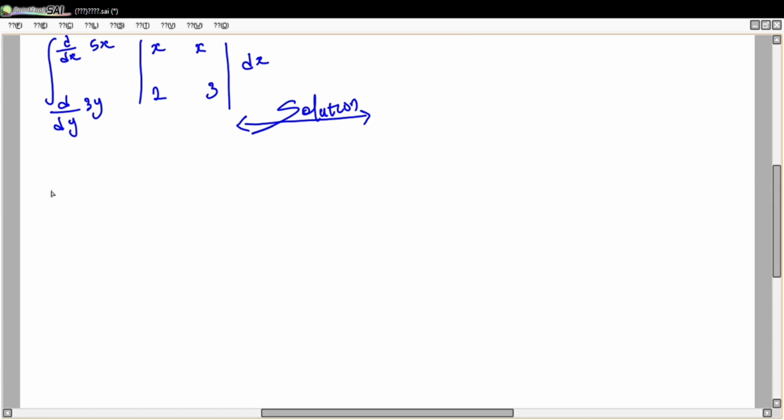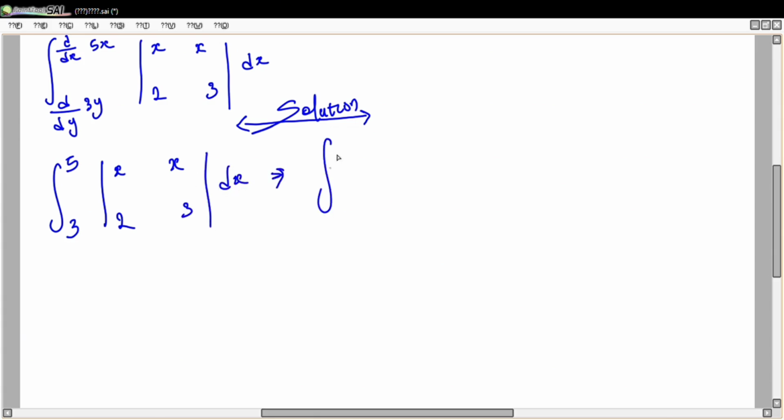So to break this down, all we have to do is first we solve the differentiation. So d/dx of 5x, that is differentiating x in 5x, will give us what? Will give us 5. d/dy of 3y will surely give us what? 3. So we have the determinant x 2 and 3 dx. What is the next thing for us to do from here?